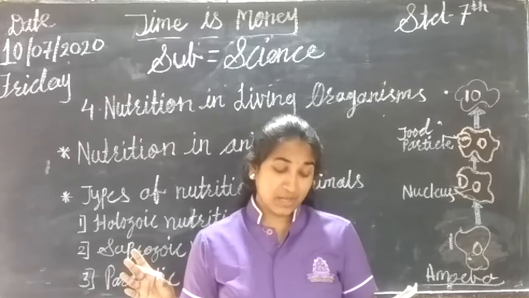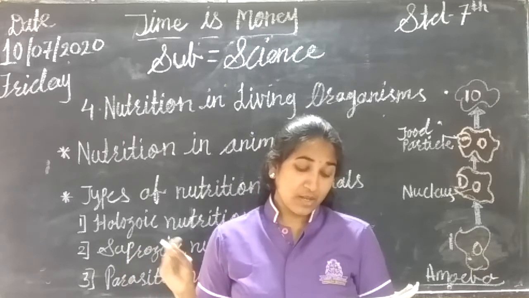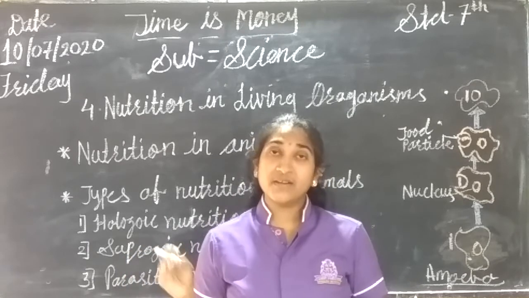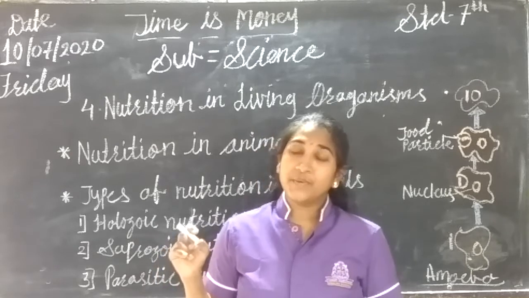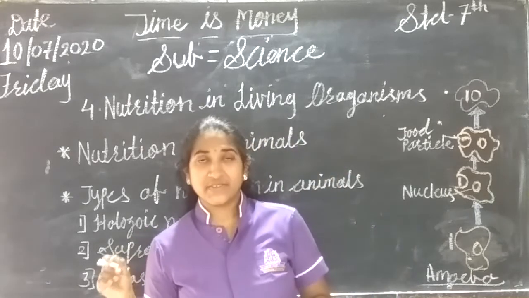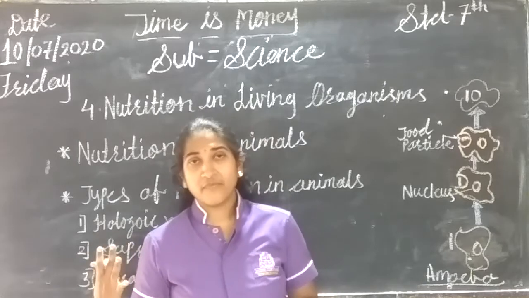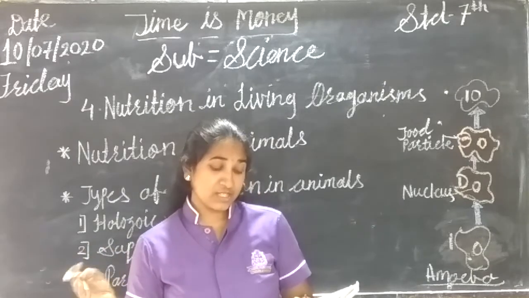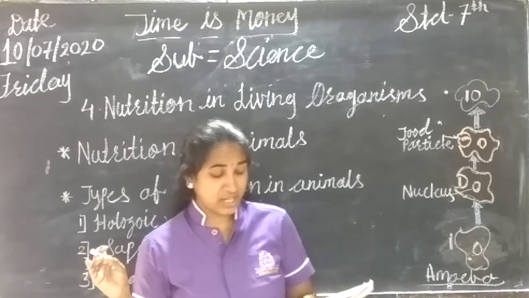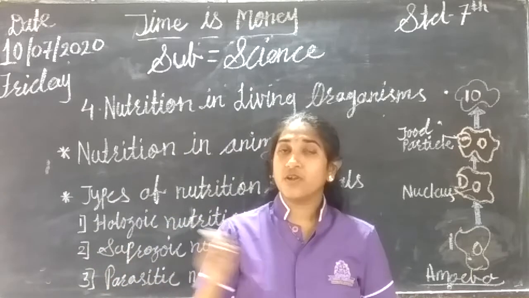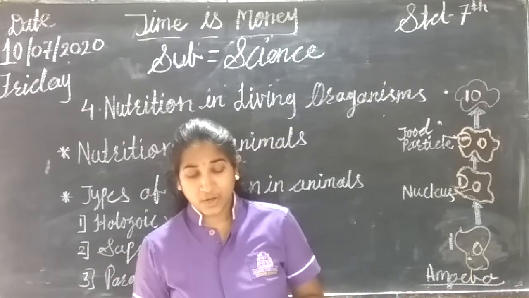Then the fifth step is egestion, removal of waste products and undigested food from the body. We can say excreta also, right? Excreta means the wastage of our body. But this step is called egestion, that means the removal of waste product from our body.